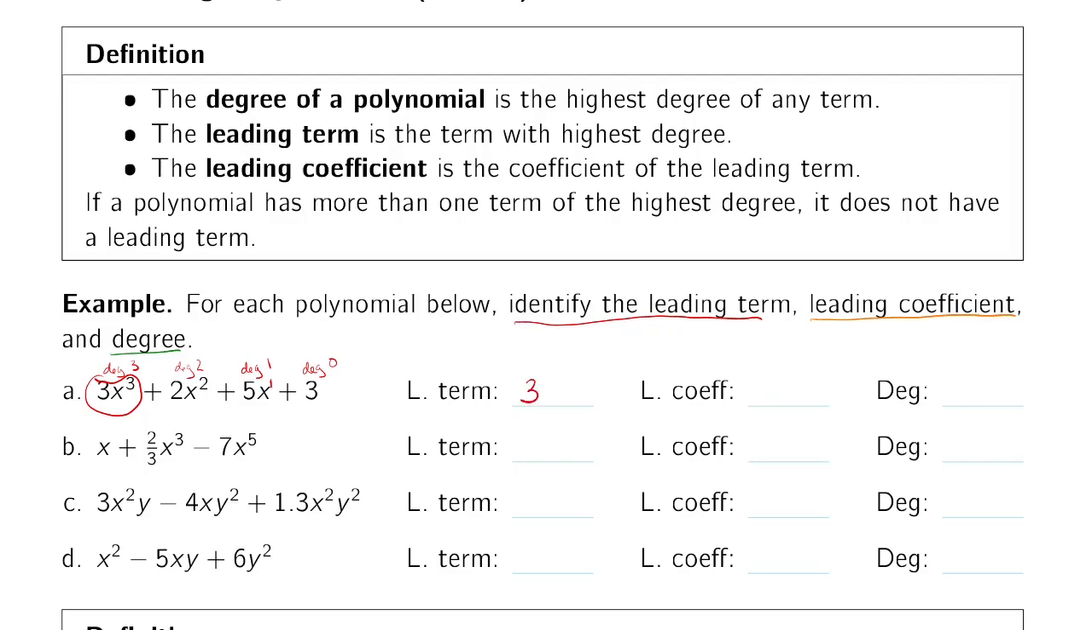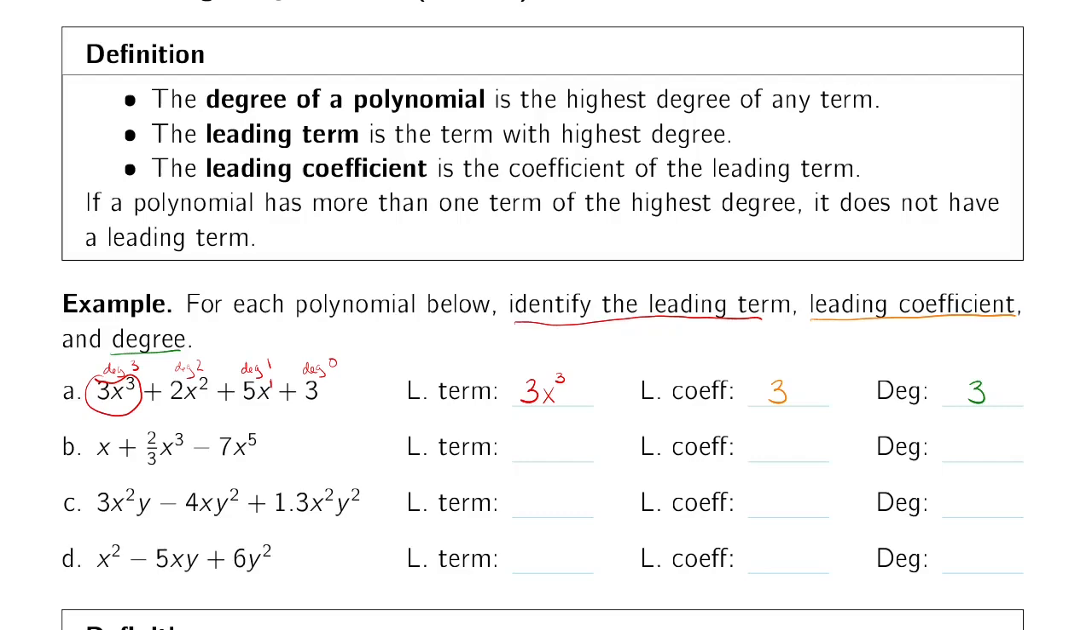And so our leading term is that whole 3x to the third. The leading coefficient is the coefficient of that term, 3. And the degree of the entire polynomial is the largest degree of any term, which was also 3 because we had x to the third there.